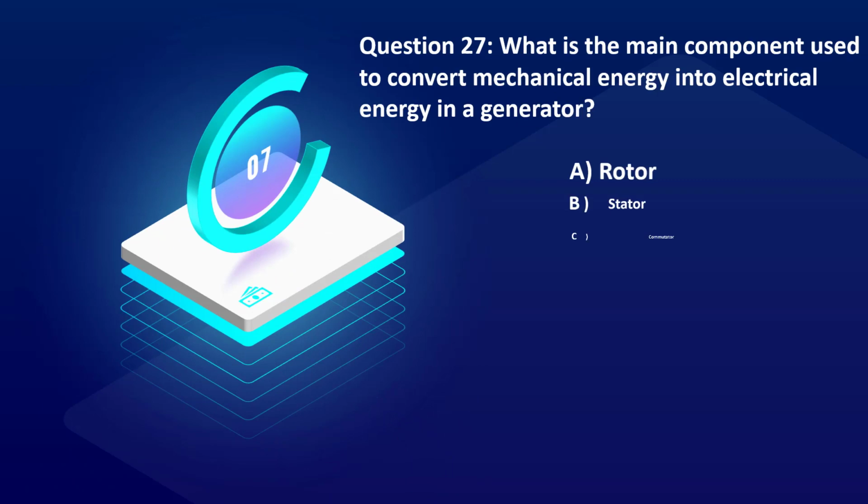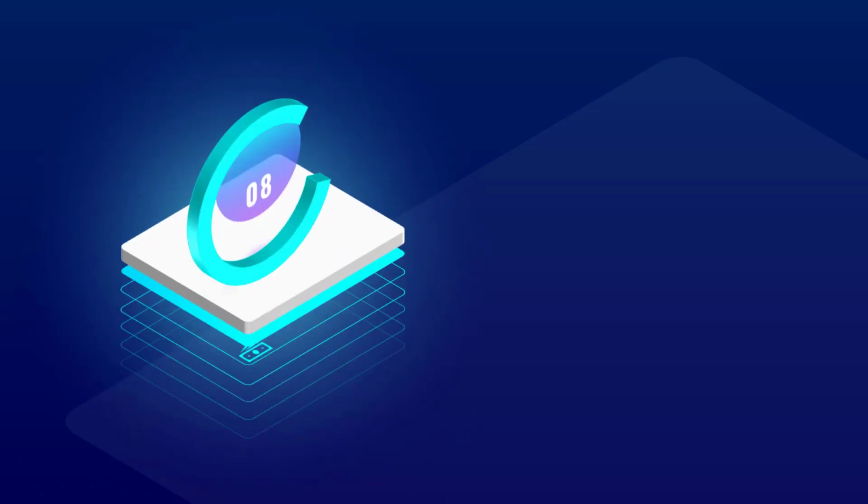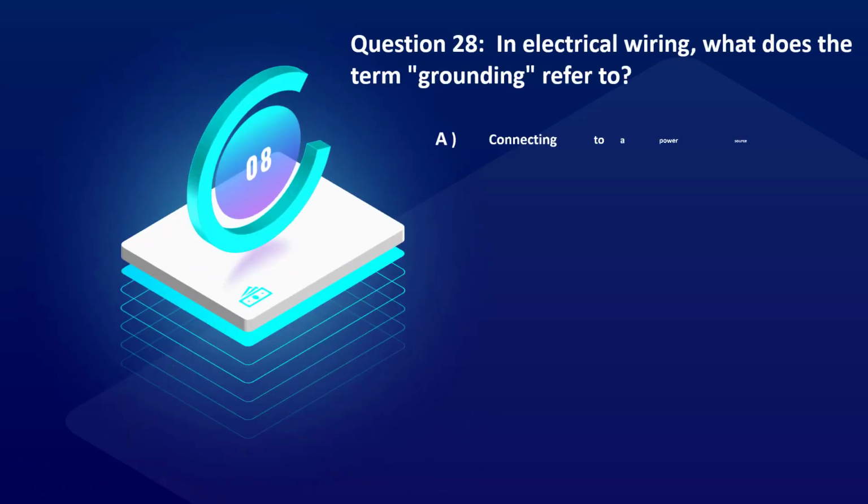Question 27. What is the main component used to convert mechanical energy into electrical energy in a generator? A. Rotor. B. Stator. C. Commutator. D. Transformer. Answer: A. Rotor.